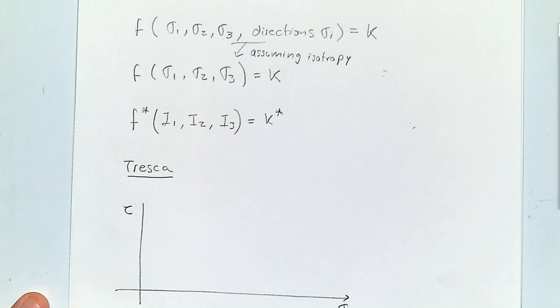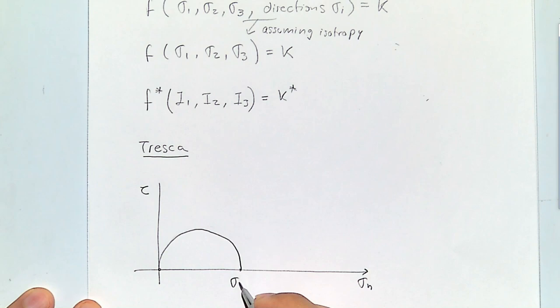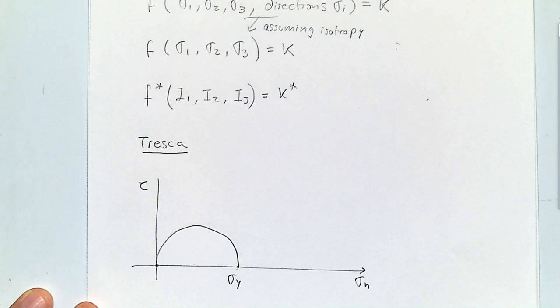That means that if my stresses are zero in two directions and are equal to sigma y in the other direction, this delimits what is the maximum diameter of the Mohr circle. The Mohr circle cannot be larger than sigma y in diameter. Because if it does, then the principal stress is going to be larger than sigma y and it's going to break.